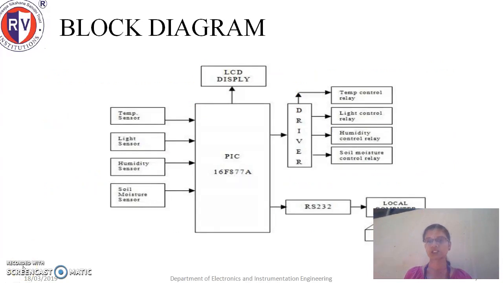Now I am explaining the block diagram of greenhouse parameter control using a SCADA system. We already know that the greenhouse parameters like temperature, light, soil moisture and humidity are controlled using the SCADA system. The embedded system is designed for measuring temperature, light, humidity and soil moisture using the PIC16F877A. The parameters are displayed on the LCD display, and the results we are getting are sent to LabVIEW on the PC.